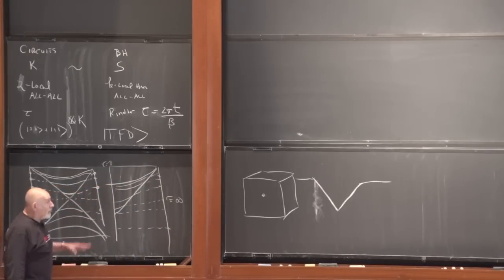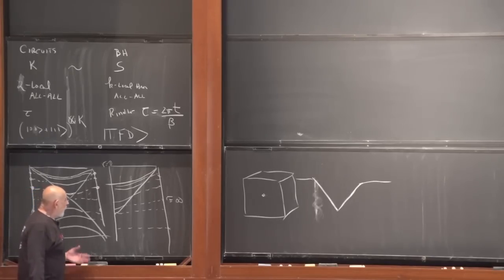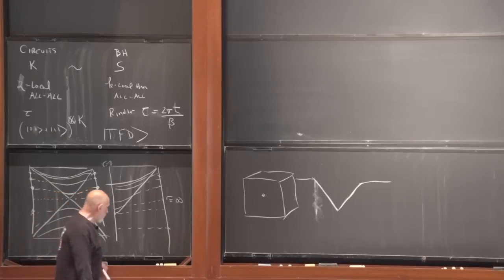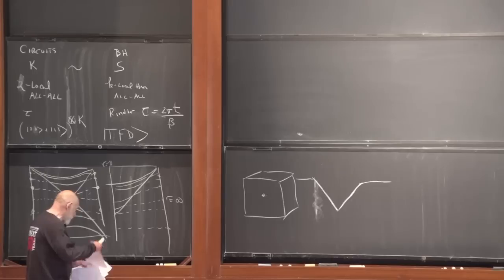Something is growing. That something is defined geometrically. It's invariant under coordinate transformations. It should have a description as something in the boundary field theory, in the boundary theory of a holographic theory. What is that something? So that's the question we want.